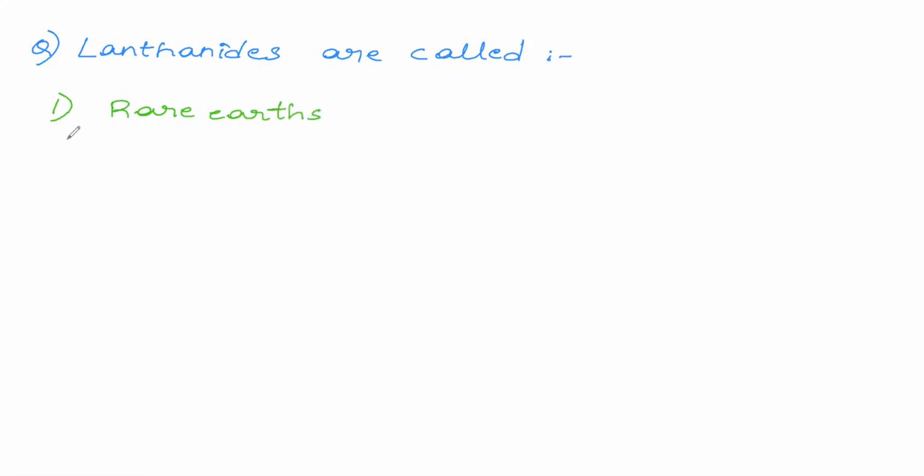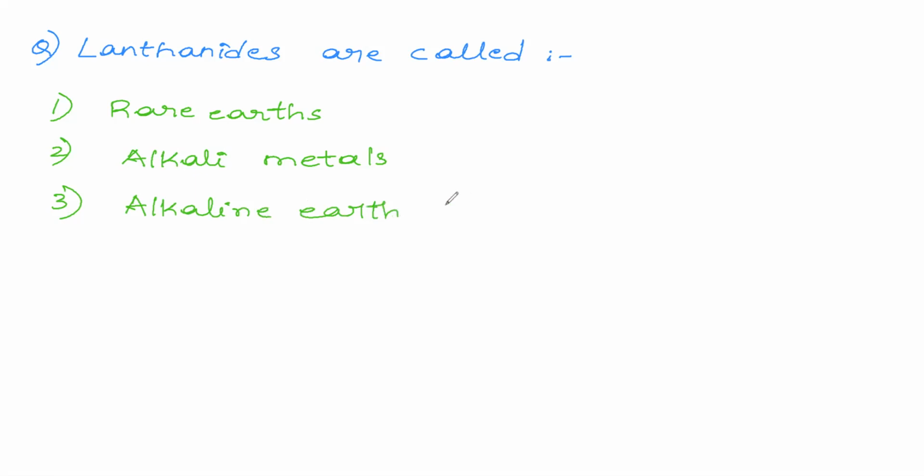Lanthanides are called: first option, rare earths; second option, alkali metals; third option, alkaline earth metals; and fourth option, pnictogens.